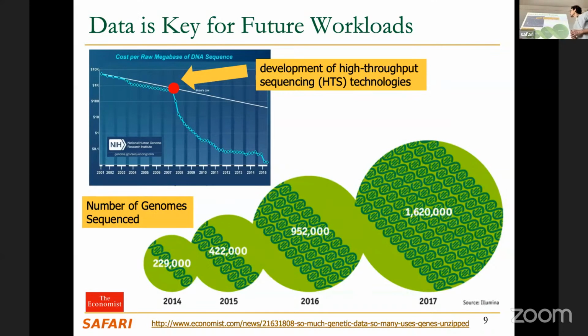Especially if you look at the plot on the left-hand side, you'll see that at some point, sequencing technologies became much cheaper, and that made the number of genomes sequenced increase very significantly over time. Like for example, here in just 3 years, you can see an increase of almost 8 times. So very large increase as well in the amount of genomic data.